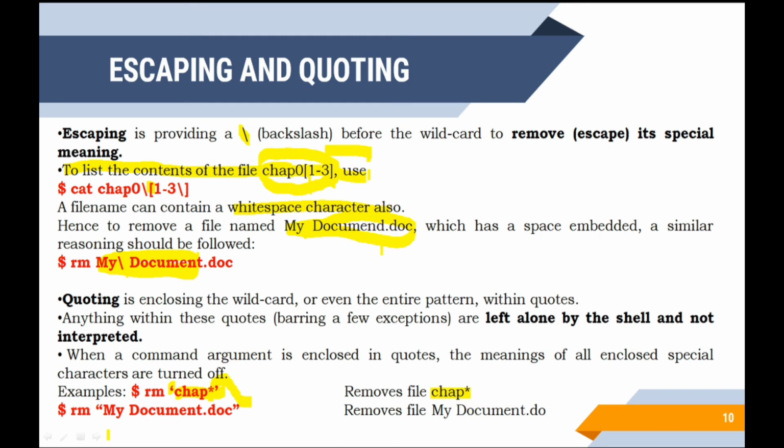Next is the same thing, "my document.doc" is there. Here the space would have a special meaning: a space means what? That is the second argument to your command. But as it has been enclosed within double quotes, the special meaning of that space will be removed. It is going to remove the file with the name my space document dot doc.